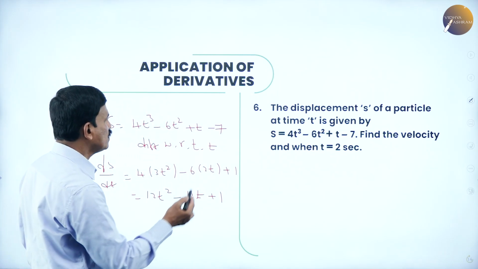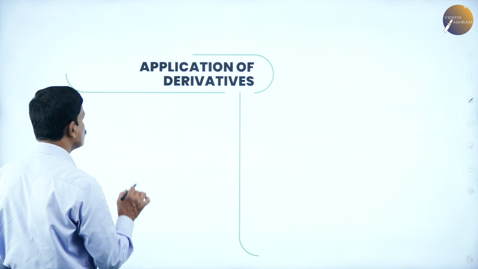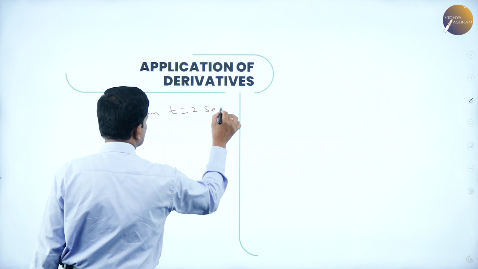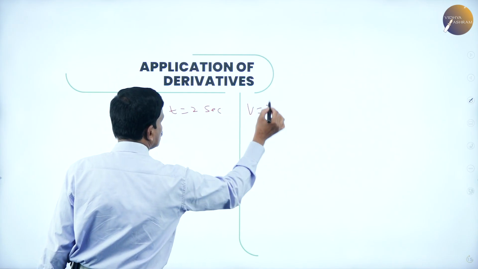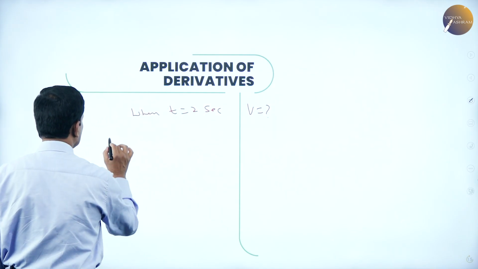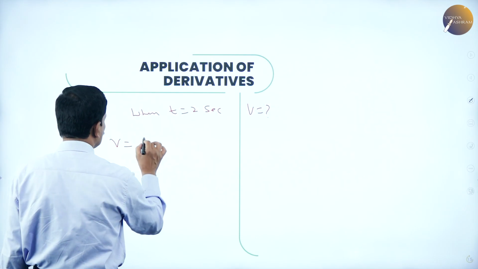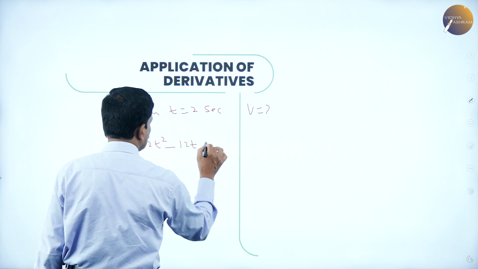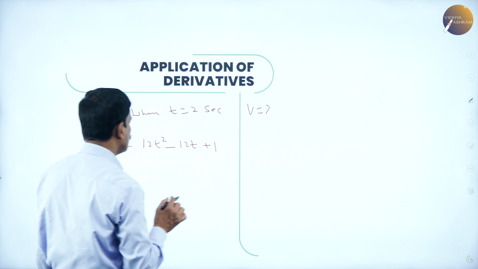Now, what is required is to find the velocity when time t is equal to 2 seconds. When t is equal to 2 seconds, velocity is to be determined. That is nothing but ds by dt. What is the velocity equation? V is equal to 12t square minus 12t plus 1. Okay. Now, substitute here.